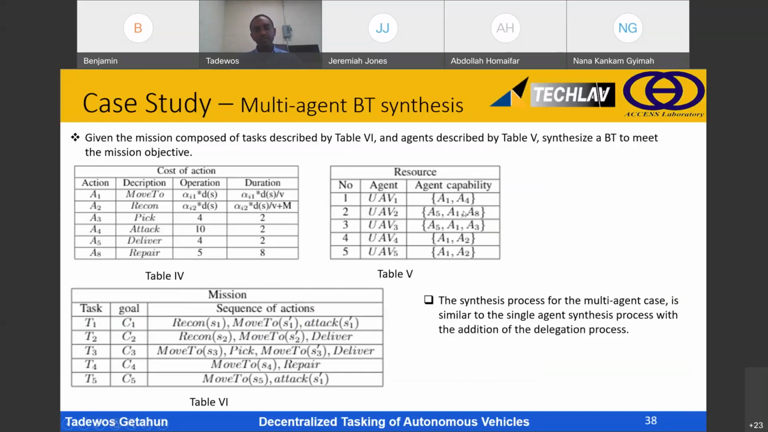UAV1 can perform A1 and A4. A1 is move to, and A4 is reconnaissance. So each agent will perform some of the actions. Based on this, our objective is to synthesize a behavior tree to meet the tasks: task 1, task 2, task 3, task 4, and task 5.